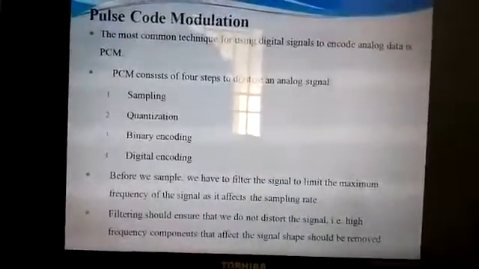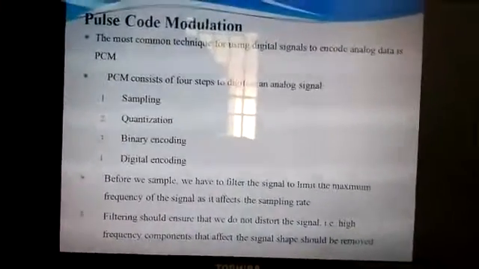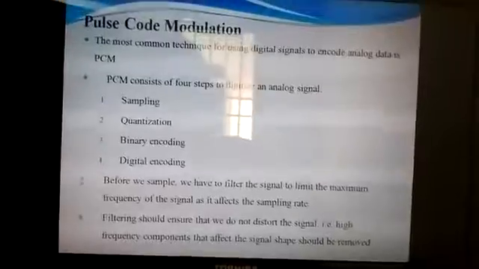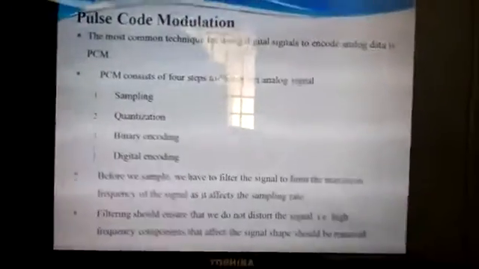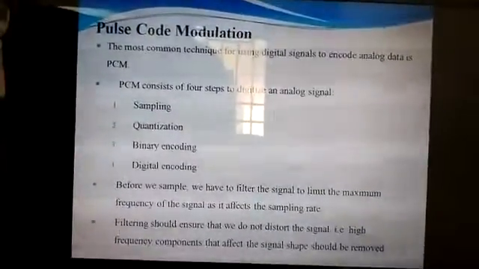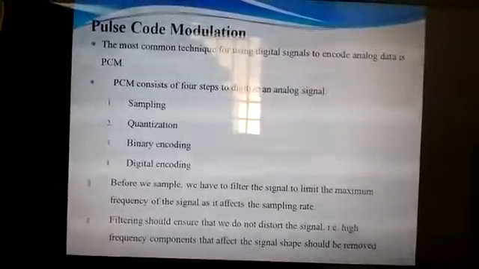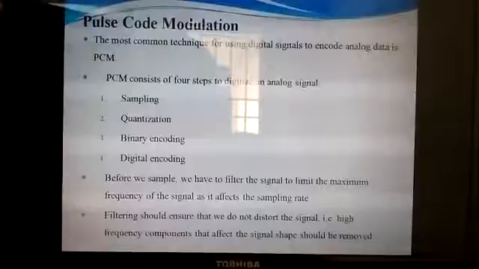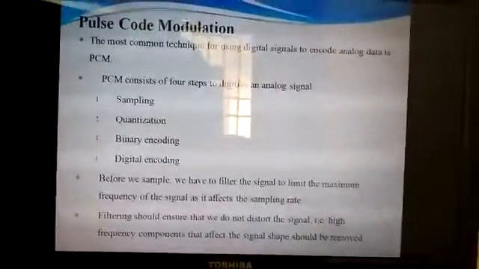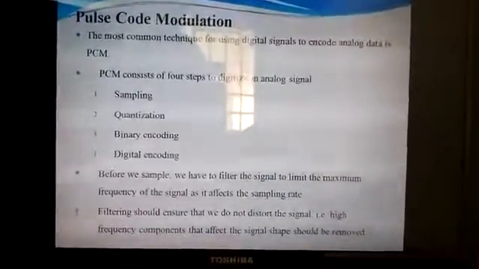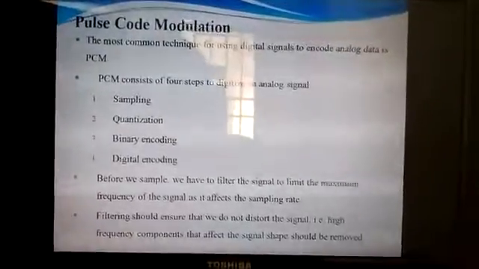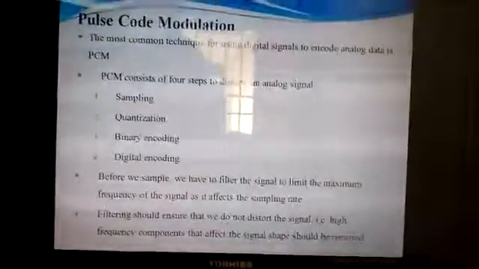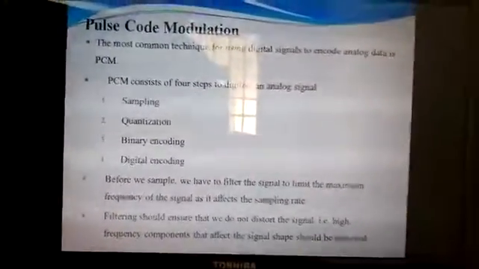Before we sample, we have to filter the signal. Filter the signal in the sense, the first part in modulation is sampling. Sampling is nothing but we will limit the maximum frequency of the signal to the particular sample rate. And filtering is nothing but the signal should not affect the shape of the signal, that is the envelope of the signal.